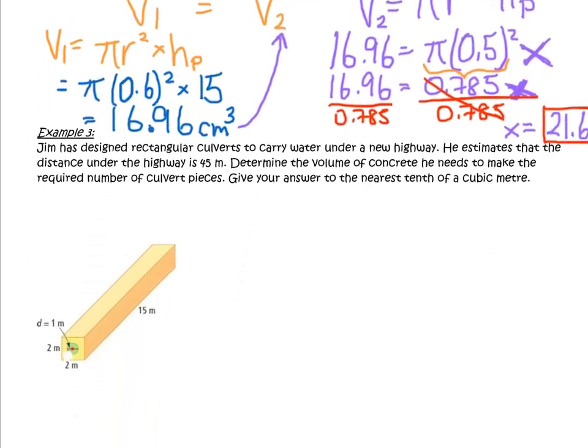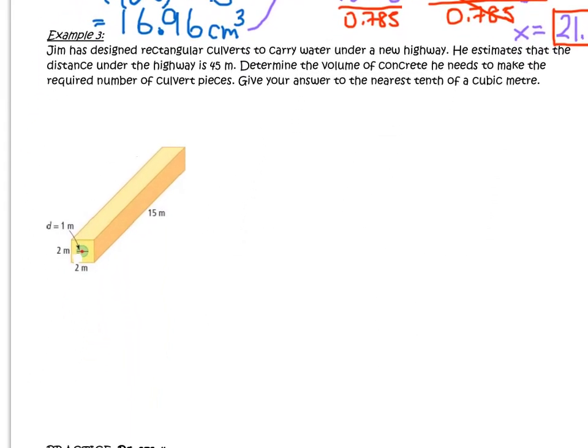Okay, last one. Omar, could you read it out for us? Jim has designed a rectangular culvert to carry water under a new highway. He estimates that the distance under the highway is 45 meters. Determine the volume of concrete he needs to make the required number of culvert pieces. Give your answer to the nearest tenth of a cubic meter.